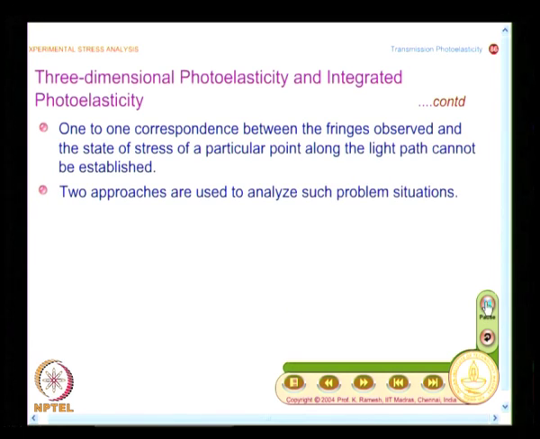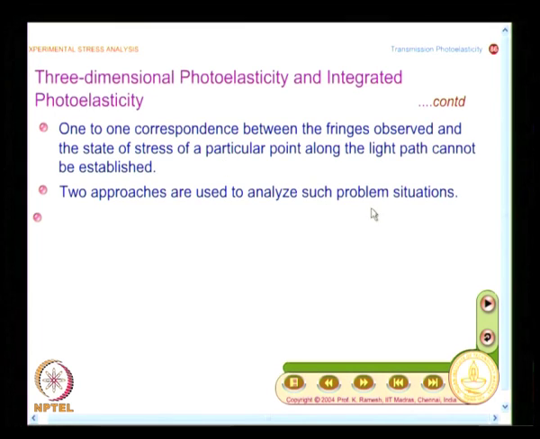So, what you find here is that a one-to-one correspondence between the fringes observed and the state of stress at a particular point along the light path cannot be established straight away. I can find it out if I solve the problem, and I will be able to get this answer. Whereas, in the case of 2-dimensional photoelastic analysis, we were able to get it directly. We had no difficulty in associating the isoclinics to principal stress direction and isochromatics to principal stress difference.